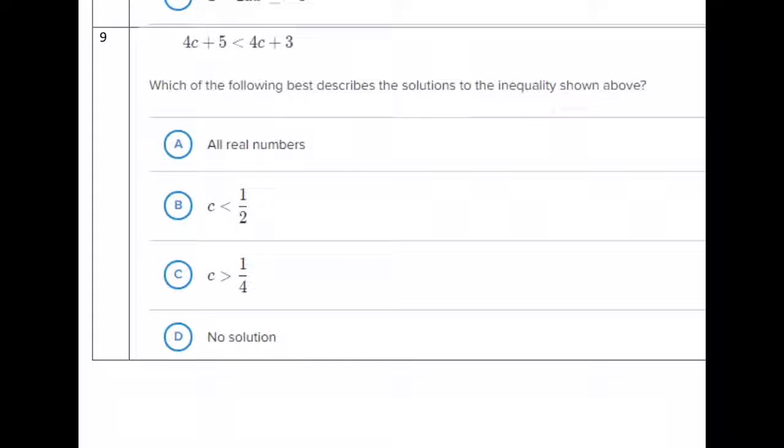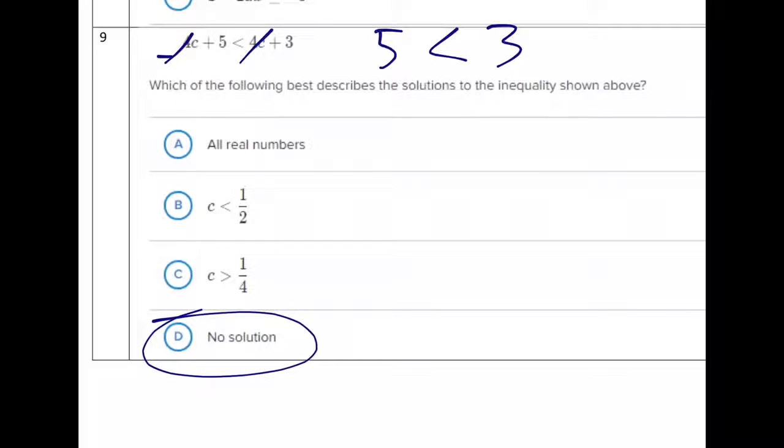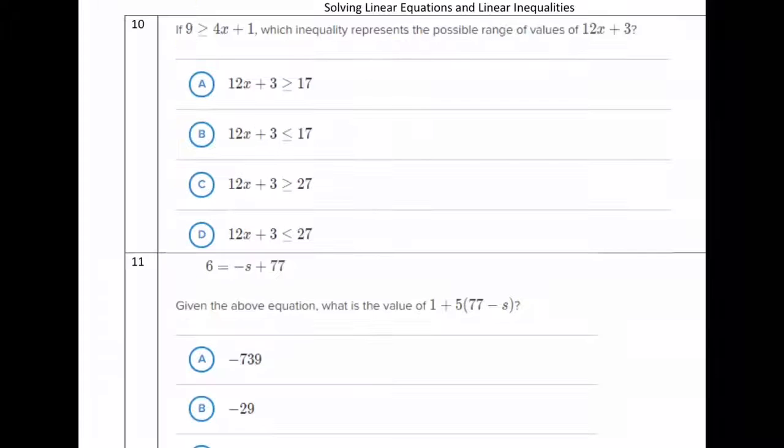Number 9. 4c plus 5 is less than 4c plus 3. If I subtract 4c from both sides, they cancel out, and I am left with 5 is less than 3. Is that a true statement? No. Therefore, no solution.